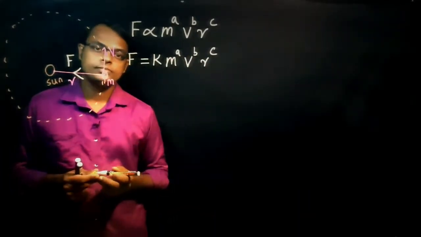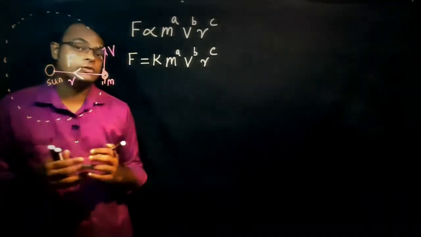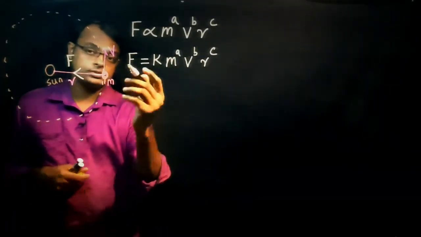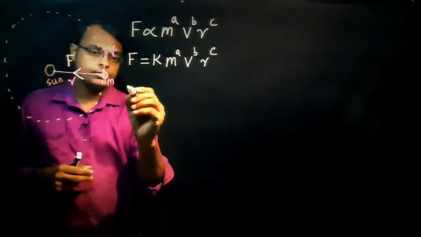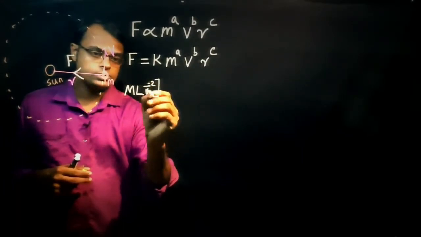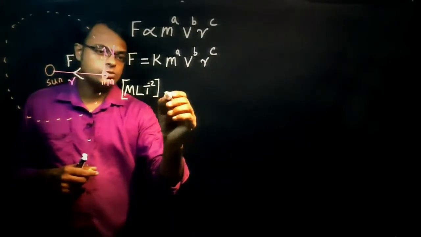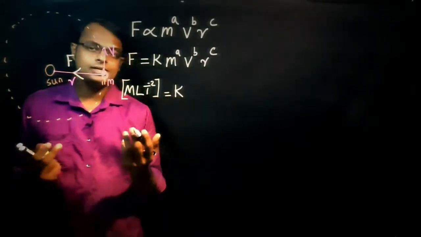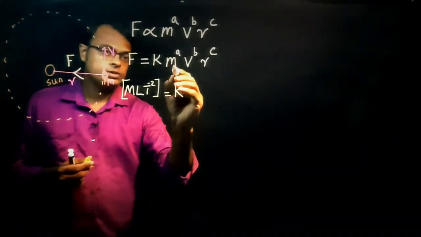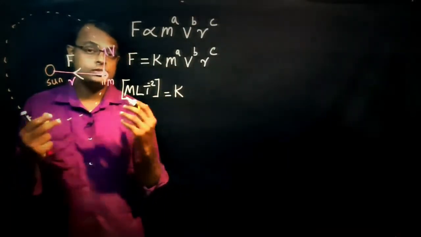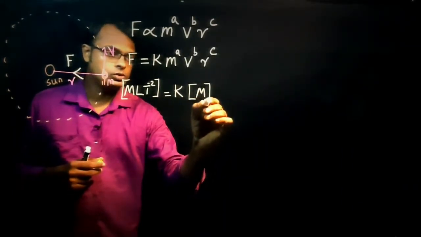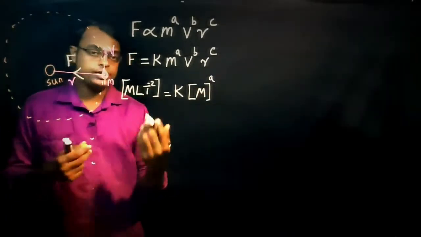Now we are going to write the dimensional formula on the left hand side as well as the right hand side. What is on the left hand side? Force. Centripetal force is a force, so the dimension of force is m l t to the power minus 2, mass into acceleration, which is equal to k. K is a dimensionless constant, into the dimension of mass, written in square bracket, capital M, all to the power a. We don't know the power; we are going to find it now.